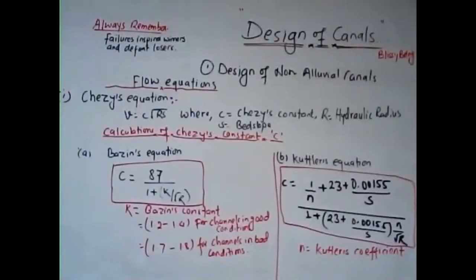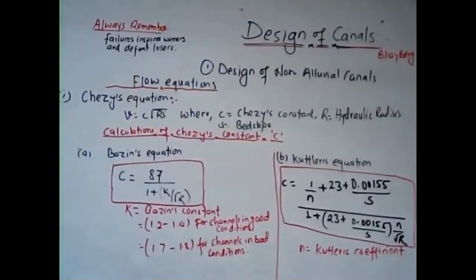So friends, before designing the non-alluvial canals, we need to know the flow equations. We have two flow equations: one is Chezy's equation, another is Manning's. At first we will be going through Chezy's equation. Chezy suggested that the velocity through the canal V can be written as V equals C under root of R times S. Here C is Chezy's constant, R is the hydraulic radius and S is the bed slope.